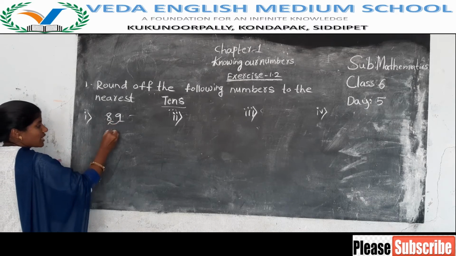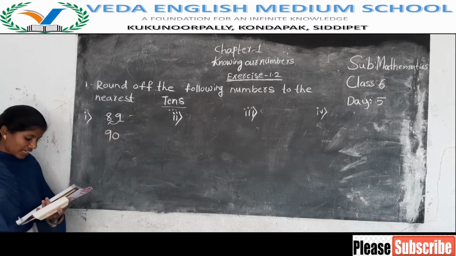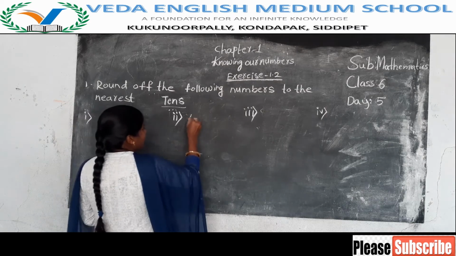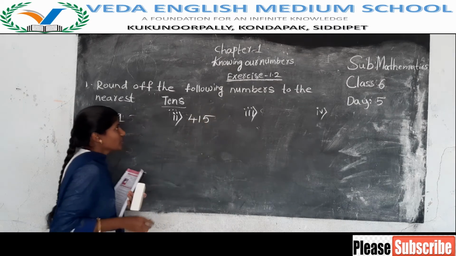8 plus 1 it becomes 9. So 89 is nearest to 90. Second question, 415, nearest to tens.